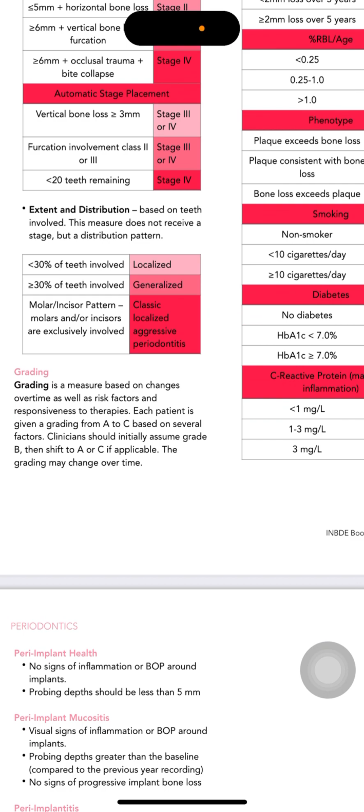Grading. Grading is measured based on changes over time as well as risk factors and responsiveness to therapies. Each patient is given a grading from A to C based on several factors. Clinicians should initially assume grade B, then shift to A or C if applicable. The grading may change over time.